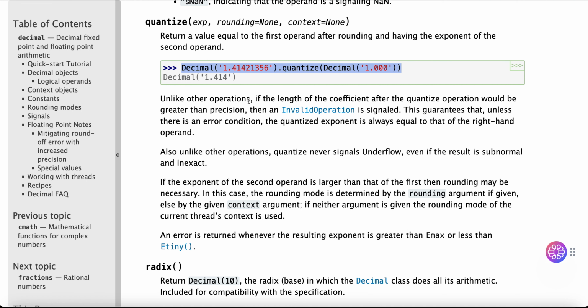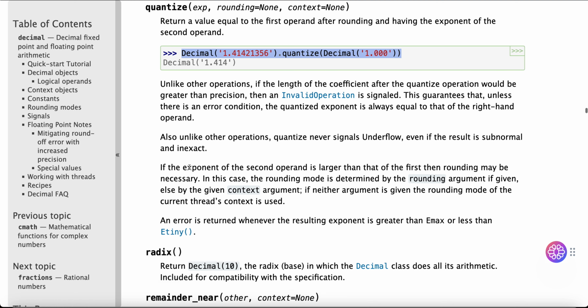1.4. Unlike other operations, if the length of the coefficient after the quantize operation would be greater than precision, then an invalid operation is signaled. This guarantees that unless there is an error condition, the quantized exponent is always equal to that of the right hand operand. Also, unlike other operations, quantize never signals underflow, even if the result is subnormal and inexact.